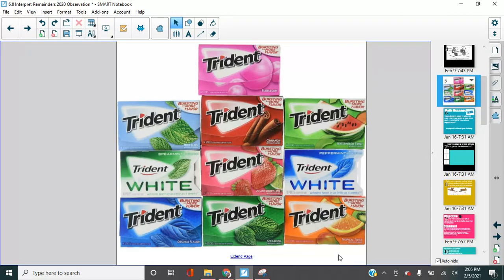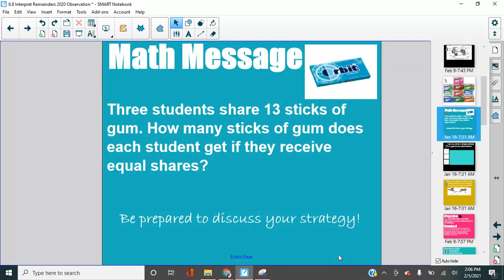This is going to be lesson 6.8. If you wonder why we're talking about gum here, it's going to lead us into this math message problem. So I want you to think about this, right? Focus. What we always focus on with word problems is visualizing those problems, seeing the characters, the setting, the events. You have to see all of that stuff.